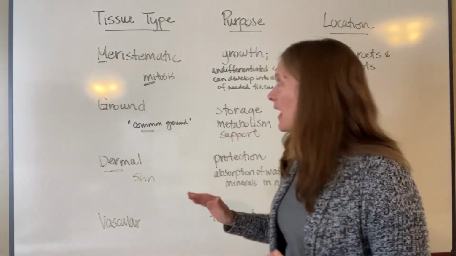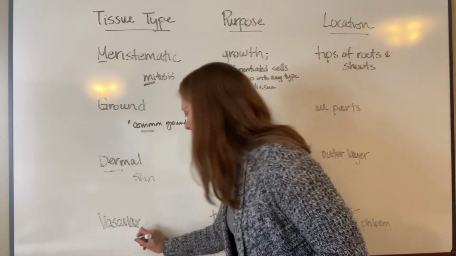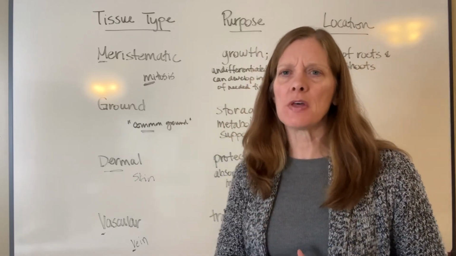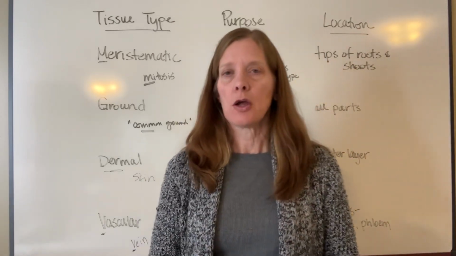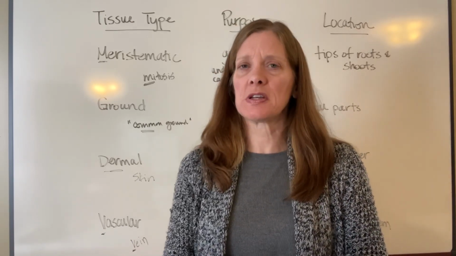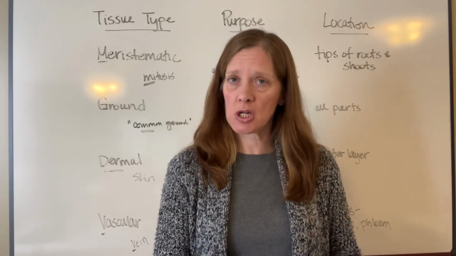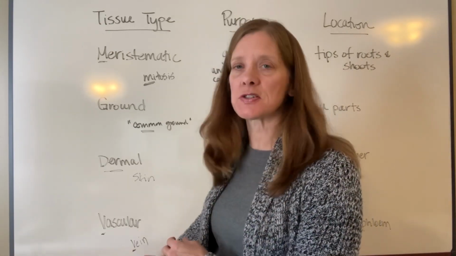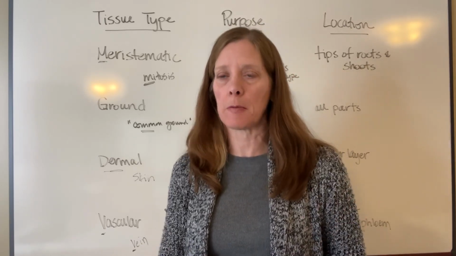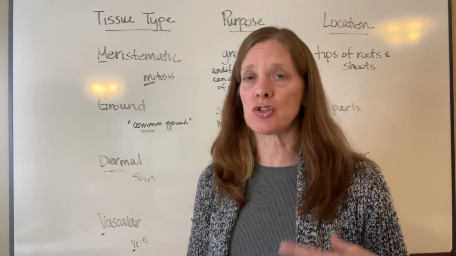Okay, finally, the last tissue type is vascular. Vascular starts with a V, and the word vein also starts with a V. And you know that your veins are used to carry your blood throughout your body. Your blood carries all sorts of things: it carries your oxygen, it carries glucose so that your body can make energy. And so just as our body is dependent on our vascular system to carry everything that's needed throughout our body, the plant's vascular system is needed to carry everything that the plant needs throughout it as well.